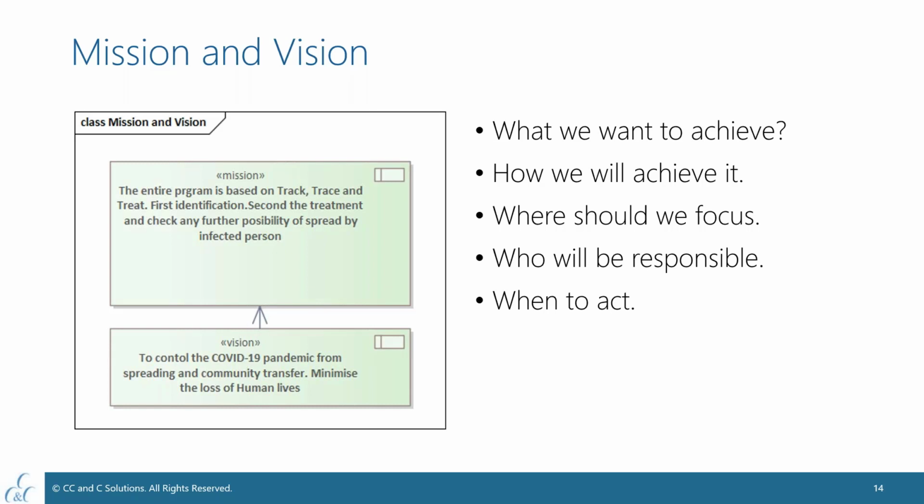Now for mission, how are we going to achieve it? We are going to achieve it by tracking, tracing, and treating. So we first identify, we then treat, we check any possibility of spread from the infected person, and then we do all of that. All this what, how, where, who, and when can be created by the Sparx EA tool, not only in vision and mission, but we can also elaborate in terms of goals, requirements, assessment, etc.